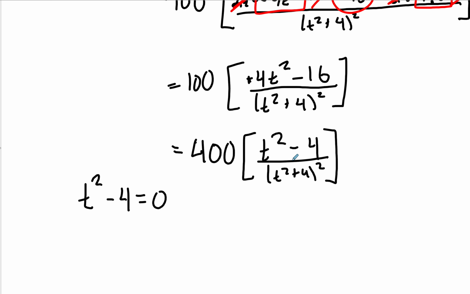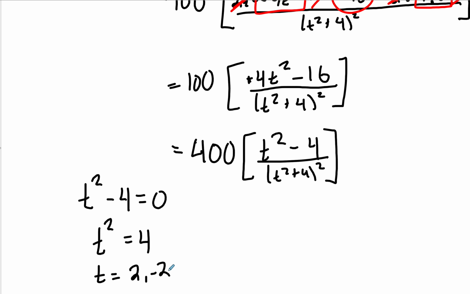But we know that the denominator cannot be 0, because t squared plus 4 is never equal to 0, because there is no real number that when you square it gives you negative 4. You'd have to have imaginary numbers to solve that, and we're not working with imaginary numbers here. So I add the 4, and I get t is equal to 2 or negative 2.